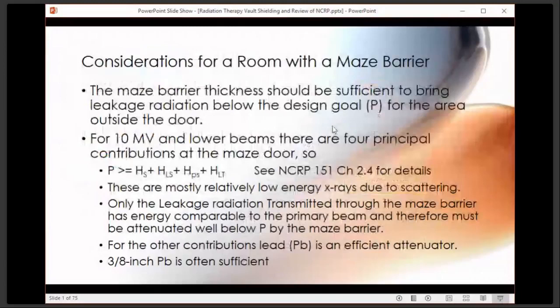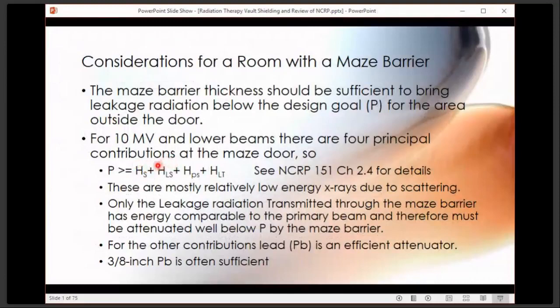For low energy rooms, that is no higher than 10 MV X-ray beams, there's a formula in NCRP 151 that basically says how to calculate what is reaching the door behind a maze. So this is a maze room calculation, and it involves several types of radiations to get to the door. There's the primary beam that's scattered off the barriers and then back down the maze.